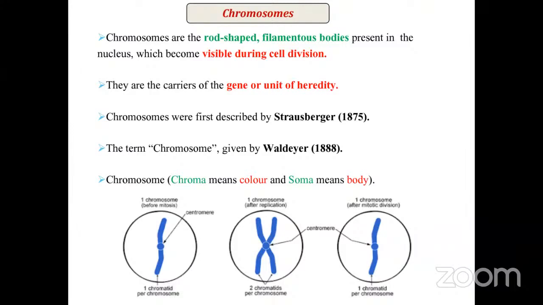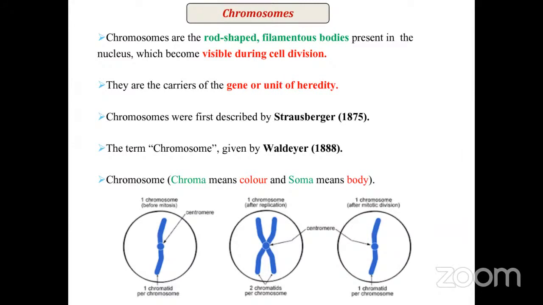The chromosomes were first described by Strasburger in 1875. You should remember the name of the scientist. And the term chromosome was given by Waldeyer in 1888. Chroma means color and soma means body, so it is color body. At that time it was named chromosome because they had seen it as a color body.